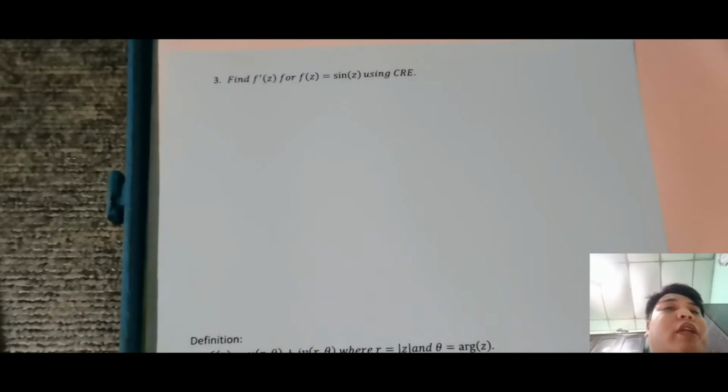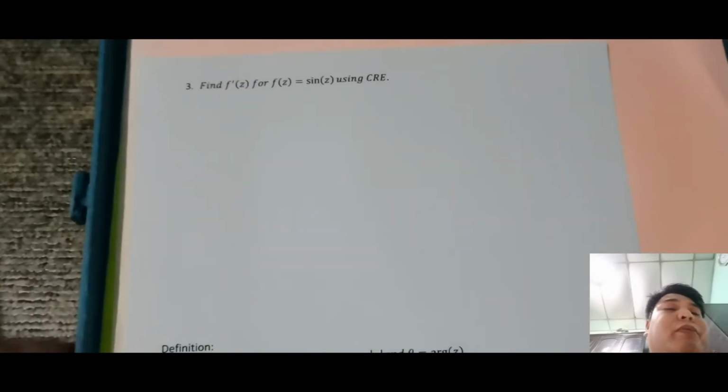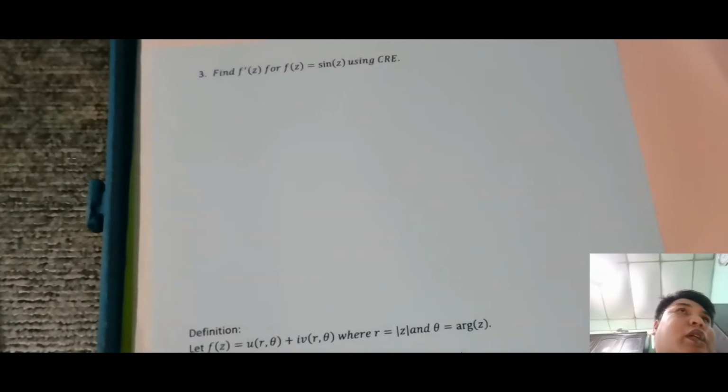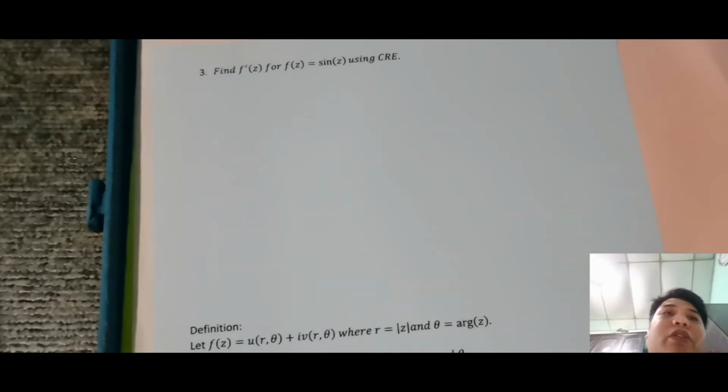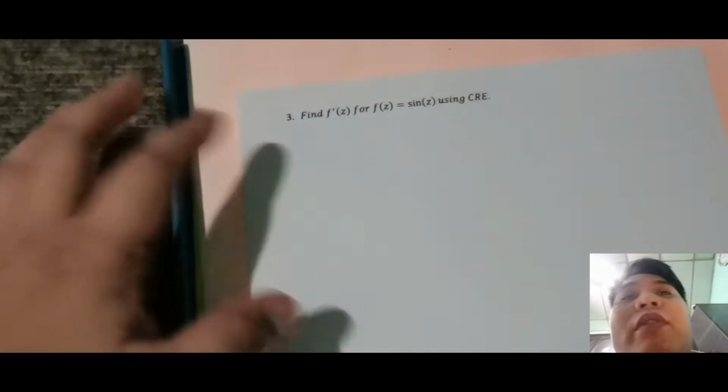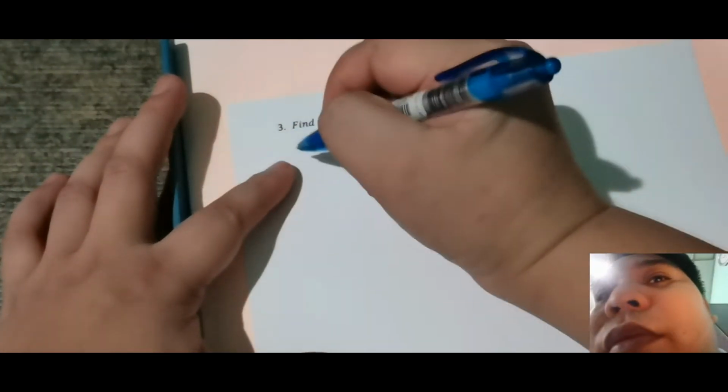So, for number 3, find f prime of z for f of z is equal to sin z using CRE. Okay, so sabi ko nga kanina, using Cartesian lemma, hindi ko pa sure o hindi ko pa na-discover until now paano siya gawin using Cartesian lemma. Kasi parang hirap maglabas ng z minus z naught dyan. Pero using CRE, I think possible siya. Okay, so meron lang ako konting gagawin na Euler's identity para lang ma-verify natin kung ano yung exact value niya. Okay, so for the meantime, solve natin to. So, solution.